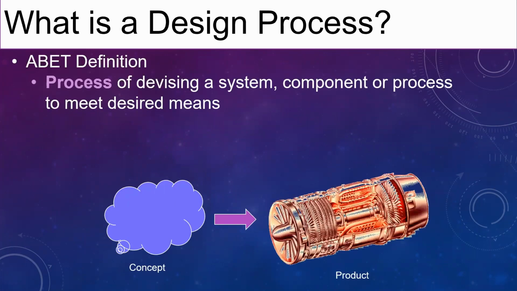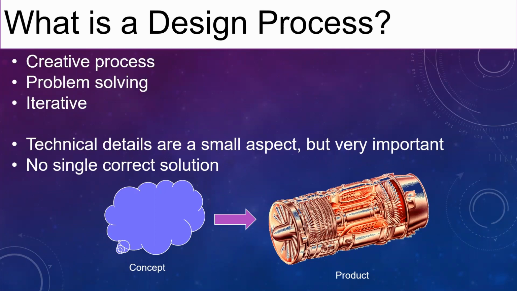In my field, in engineering, we usually go with the ABET definition. ABET is the Accreditation Board of Engineering and Technology. Their definition of an engineering process is the process of devising a system, a component, or process to meet a desired need. So it's the whole idea of going from an idea or a concept in your head to actually building a physical product that someone's going to use. It's a creative process, as you can probably all imagine. It's problem solving at its truest form.